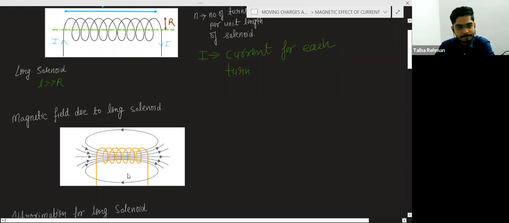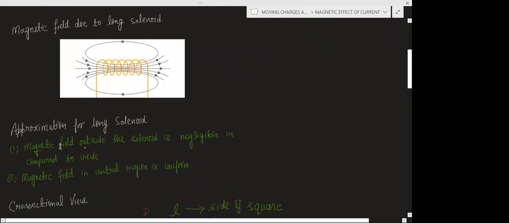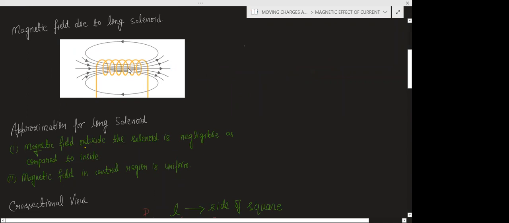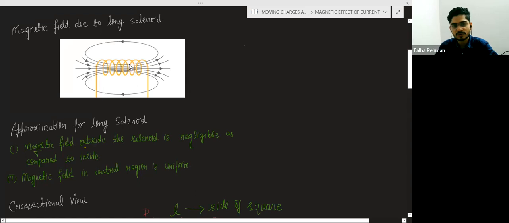So there are some approximations for the long solenoid. The magnetic field outside the solenoid is negligible compared to the inside. You can see this by the figure also. Here the field lines are more dense, so the magnetic field is strong. Here the magnetic field is not that strong. The magnetic field here compared to inside is negligible, and the magnetic field in the central region is uniform. So here the magnetic field will be uniform.